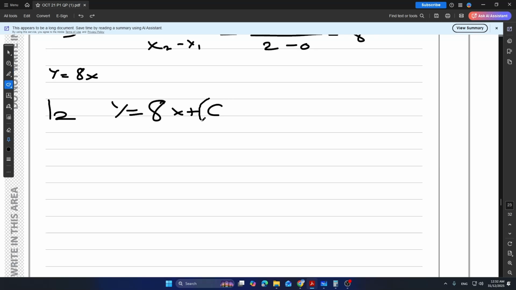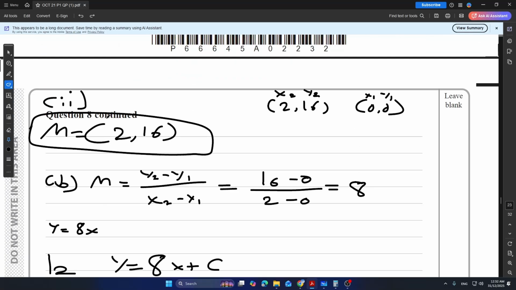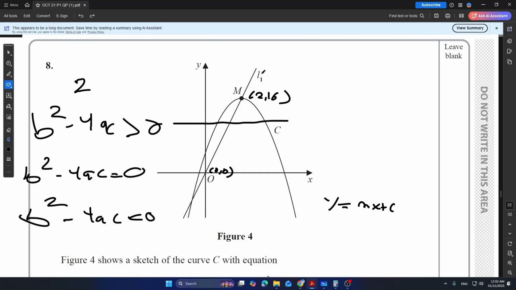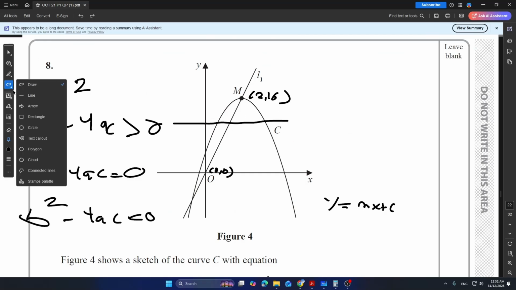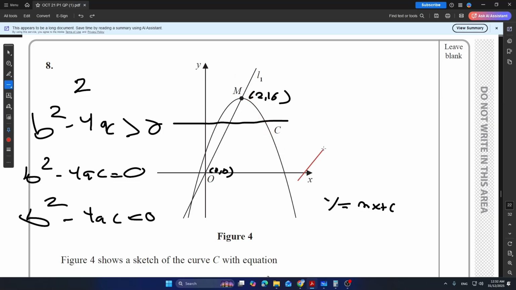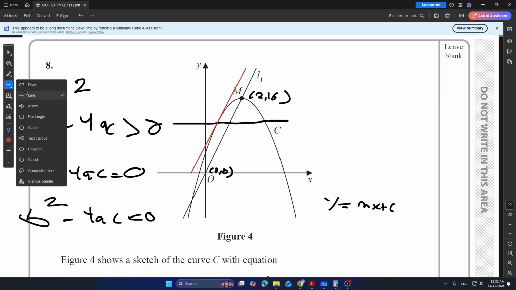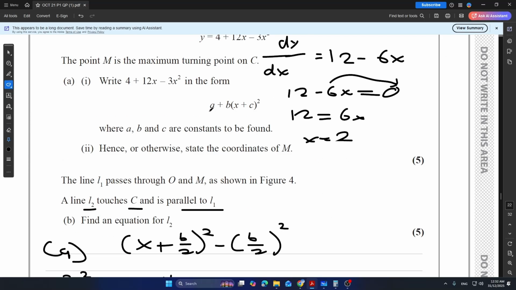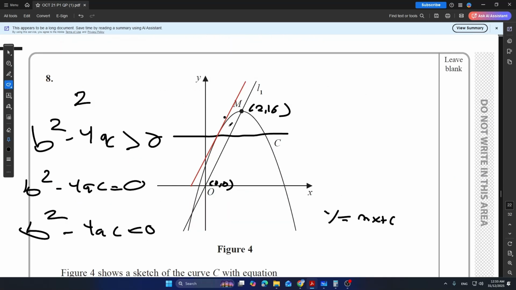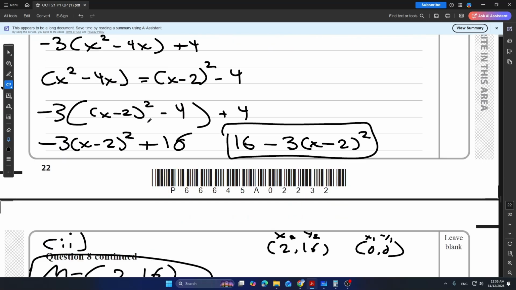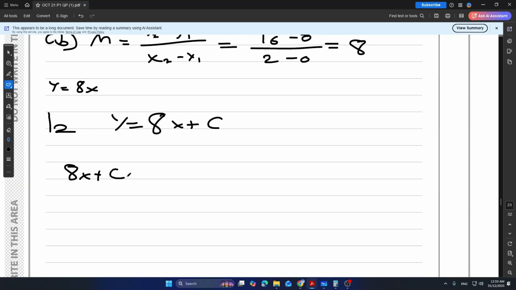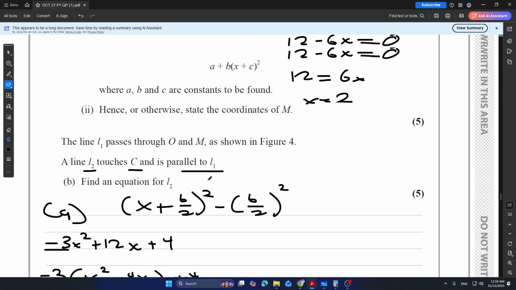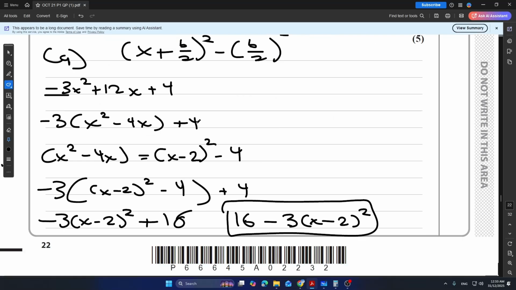So to find c here, first of all, we know that they touch each other, the line L2 and C. We don't know L2 yet, but I'm going to guess L2 something like this. No, L2 is parallel, it can't be like that. Maybe something like this, or maybe it can be anywhere. So L2 looks like that. We can't assume anything, but we know that they intersect. So this line L2 intersects with C, so I have to make them equal to each other. So 8x plus c, where c is a number, the y-intercept we don't know, equals minus 3x squared plus 12x plus 4.